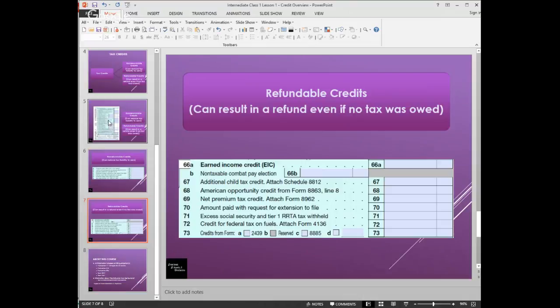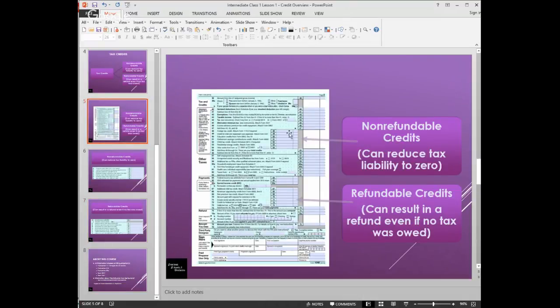So again, looking at the 1040, you're going to find your non-refundable credits listed up front and your refundable credits listed as payments. So they actually go into your account as if they were a payment into your tax account.